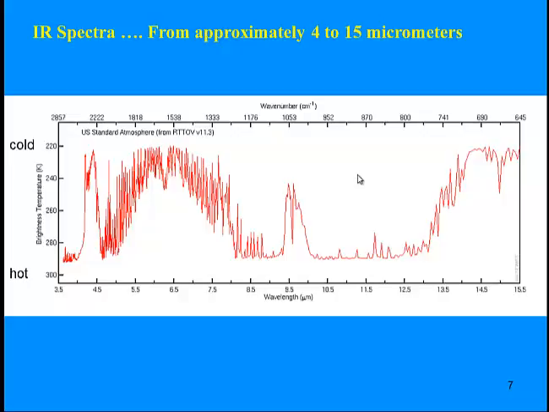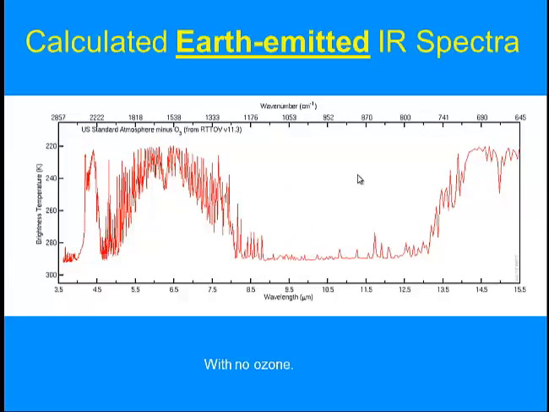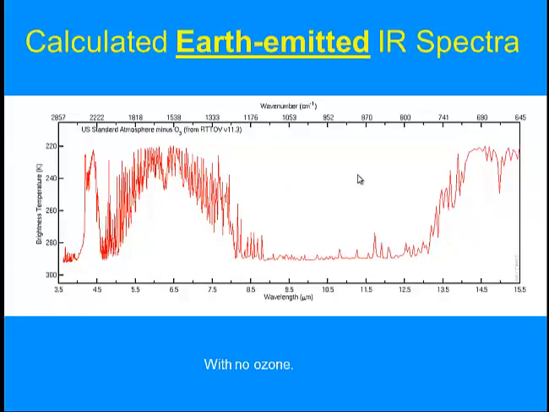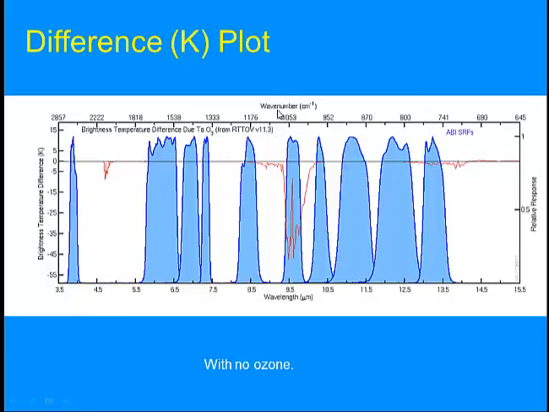So here's the IR spectra again, and here we have it with no ozone. And as expected, there's a big signal around 9.6 microns. So here we have the ABI spectra, and here we have the difference plot that's due to ozone absorption. And there's a big signal at 9.6 microns. If you really wanted to detect ozone everywhere, you'd also have a channel maybe at 4.7 microns and maybe one out at 14 microns. But on ABI, we just have the 9.6 micron channel.